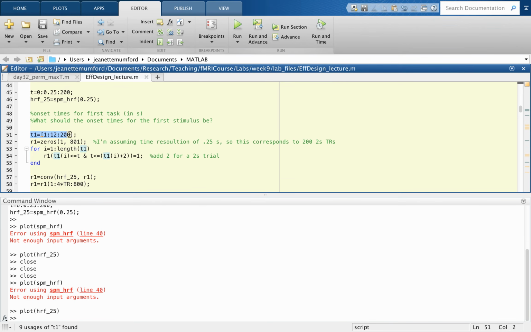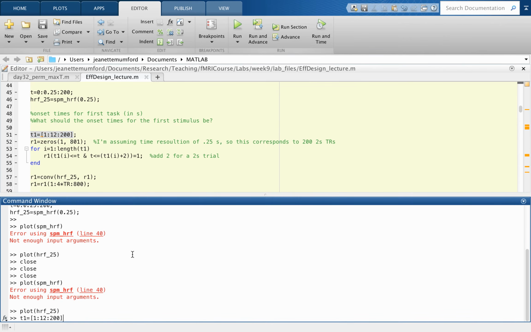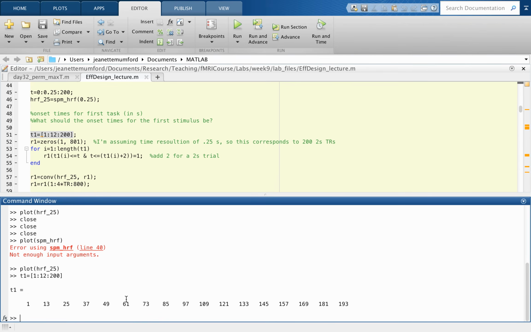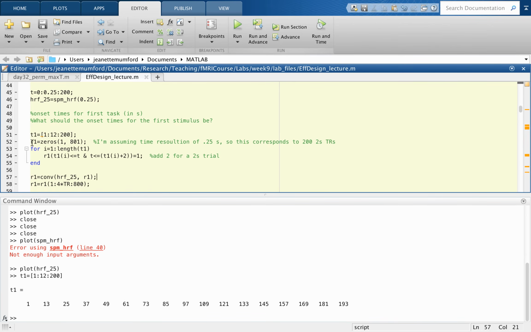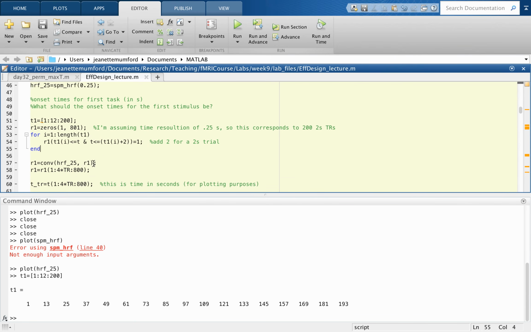If you're not familiar with Matlab, all that's doing is counting in increments of 12. So I start with a vector of zeros, and then for each stimulus, I fill in ones within the range starting from the beginning of that stimulus until 2 seconds later. The 2 seconds is because, as I stated above, we are assuming a 2-second long trial. Then I convolve it, and then I sample it down to the TR resolution. All right, so that's all this is doing.